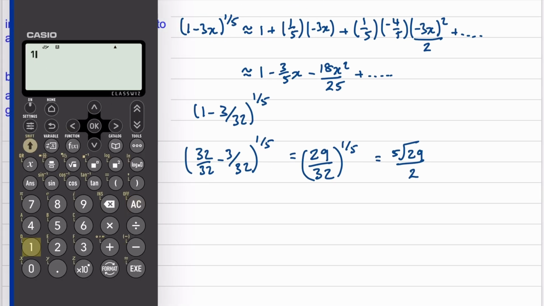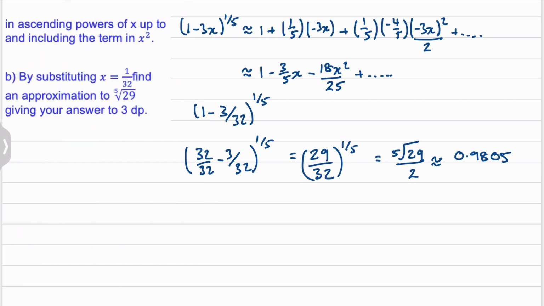So we'll have 1 minus 0.6 times 1/32, minus 18/25 multiplied by (1/32) squared. And this is approximately 0.9805.